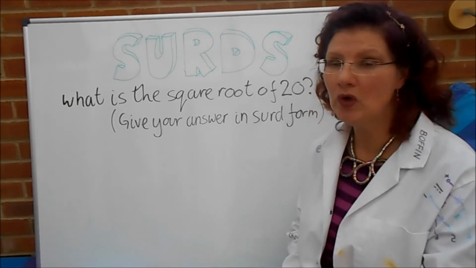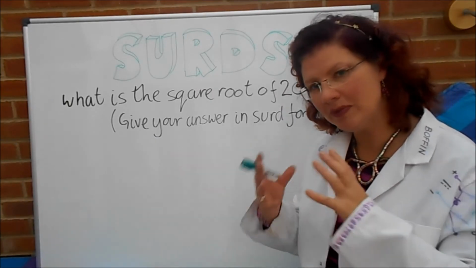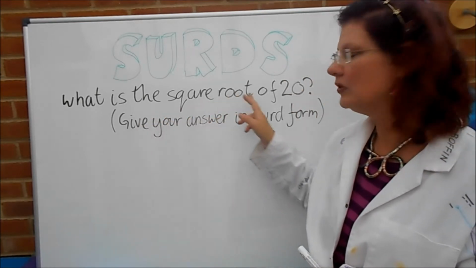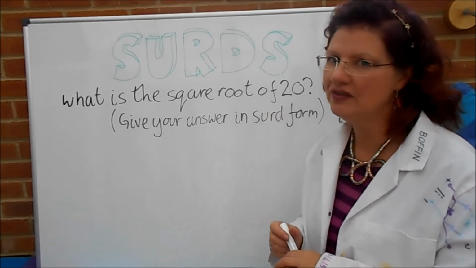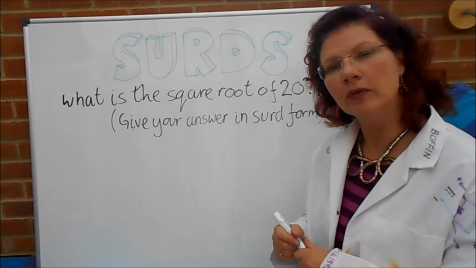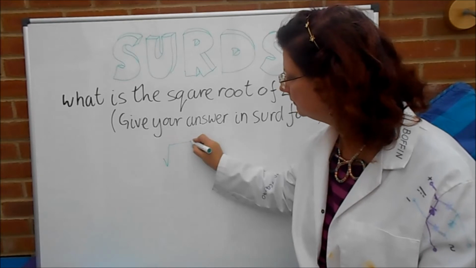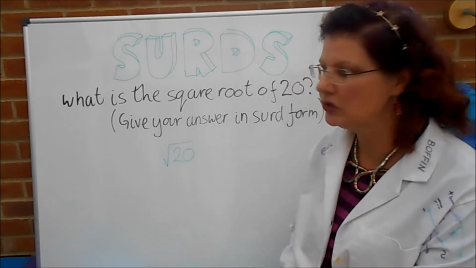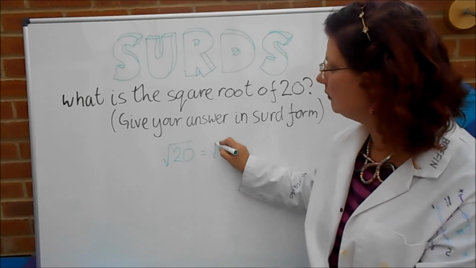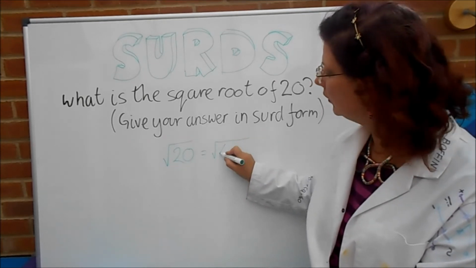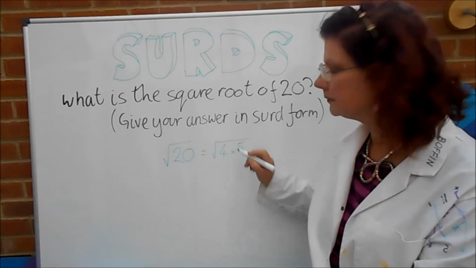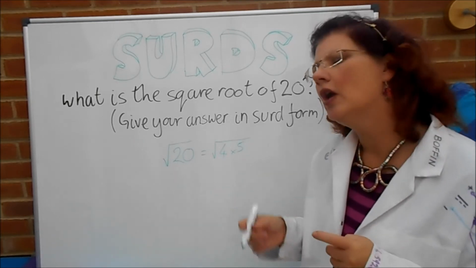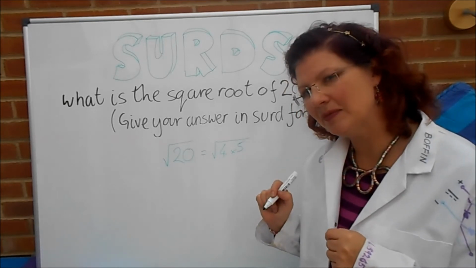Right, now that we've seen what we can do with surds, splitting them up over the multipliers and the divides, here's a question for you to have a go at. What is the square root of 20? Give your answer in surd form. Okay, so square root of 20, there it is, and we're going to split up that 20. I'm going to write it as the square root of 4 times 5. Now, I could have written that as the square root of 2 times 10, which would also be true, but you'll see in a minute why I've picked 4 times 5.